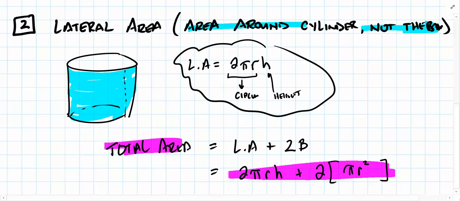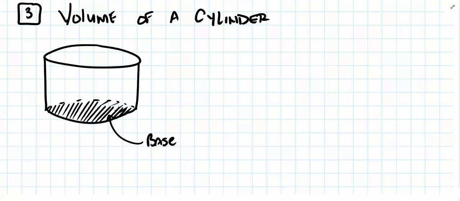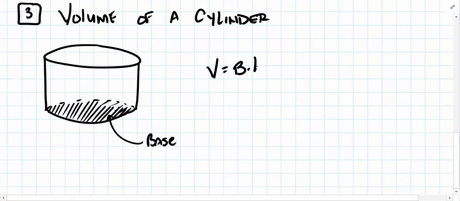Okay, volume of a cylinder. I've highlighted the base for you. There's my cylinder down there. So the volume then has to be the area of the base times the height. The area of the base times the height. That's it, right? The area of the base times the height.